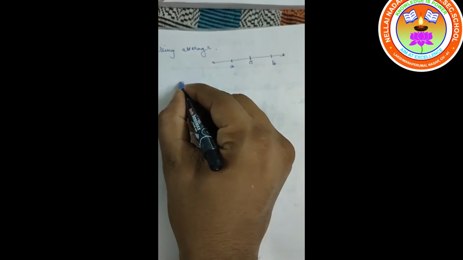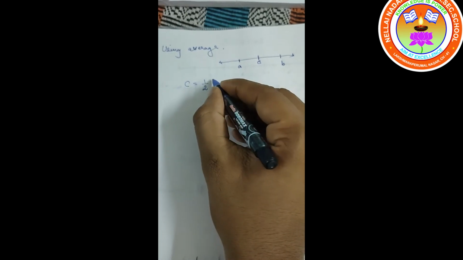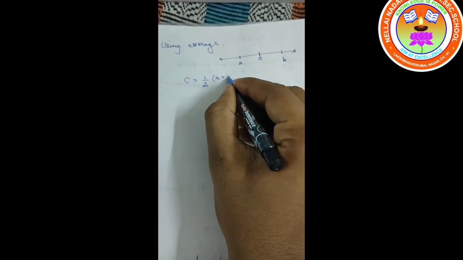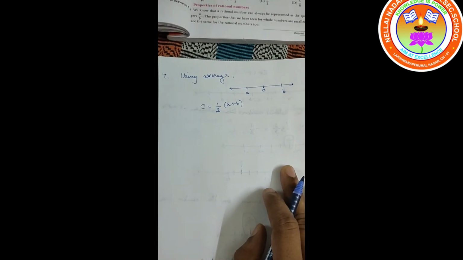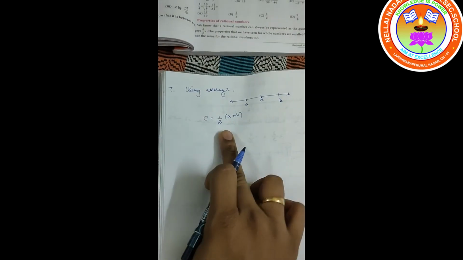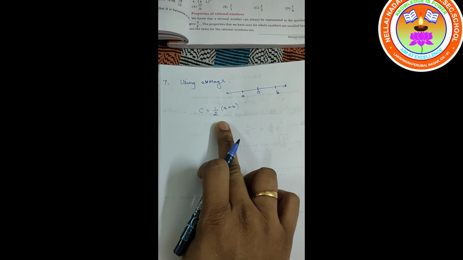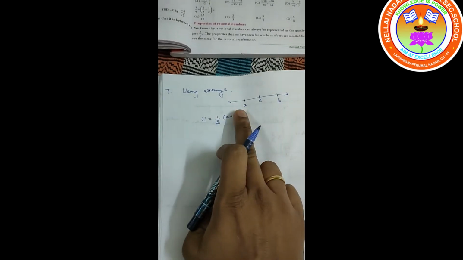For this, C is equal to 1 by 2, that is half into A plus B. This is the formula for using the average method. So if you want exactly the middle number for any 2 rational numbers, this is the formula. Using this formula only, we are going to find 3 rational numbers between A and B.